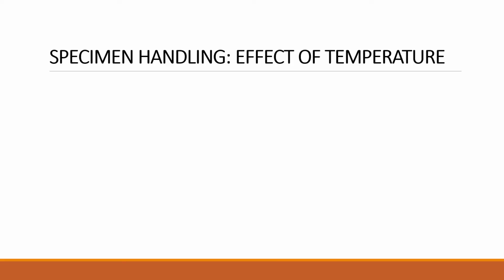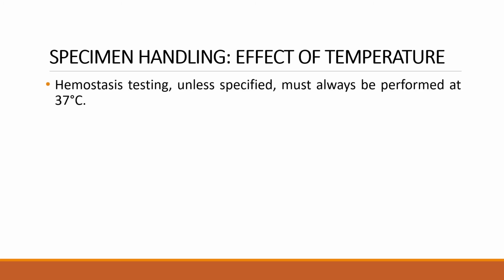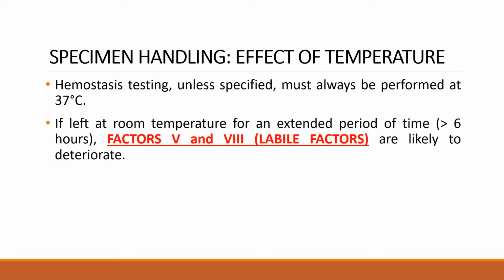Now for the specimen handling, let's look at the effects of temperature on our sample. Hemostasis testing, unless specified, must always be performed at 37 degrees Celsius. Since coagulation testing is done in vitro, outside the body, we have to make use of the water bath to mimic the 37 degrees Celsius of body temperature. If left at room temperature for an extended period of time, let's say more than 6 hours, factors 5 and 8 are likely to deteriorate.